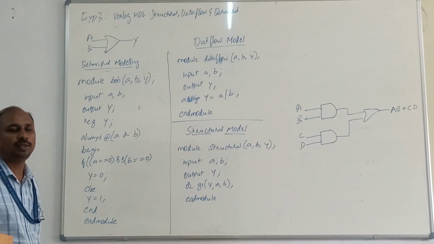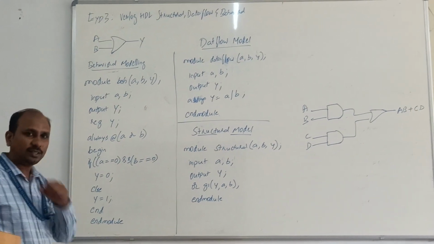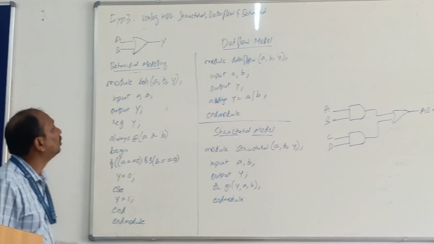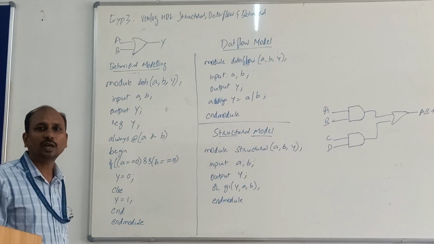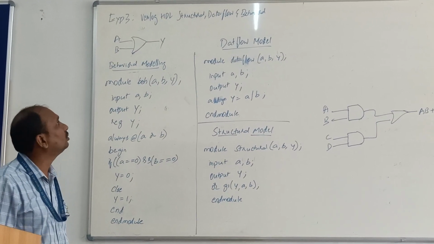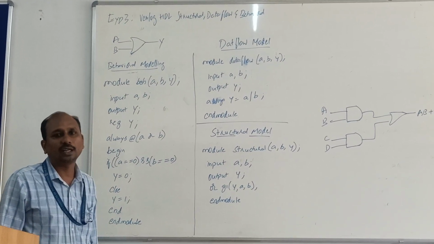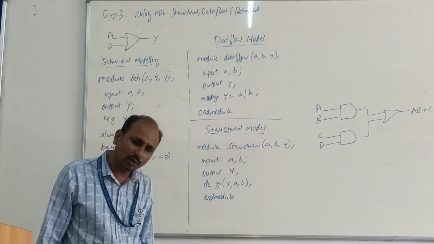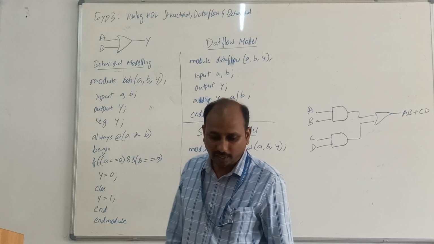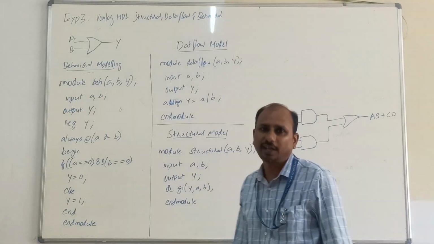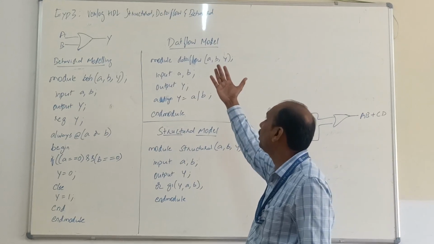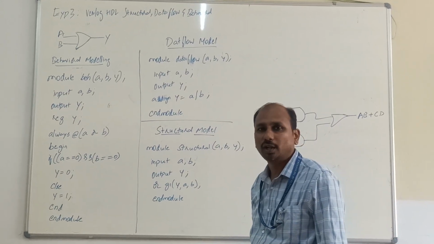We go for experiment 3. Experiment 3 tells about designing a Verilog/VHDL program for a given structure or circuit diagram by using the structural model, dataflow model and behavioral model. As we all know, a Verilog program can be written in three different ways: I can write a structural model, a dataflow model, and a behavioral model.